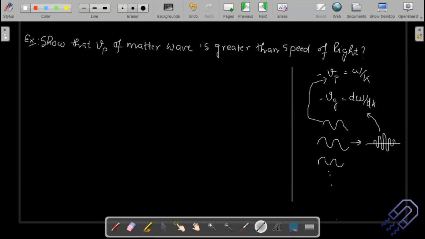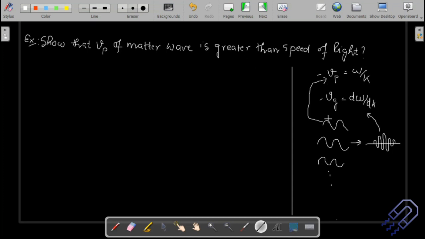Today what we are going to do is take up this question. The question says, show that the phase velocity of matter wave is greater than speed of light. Now this is something which you might think is violating the laws of physics. Something cannot move greater than the speed of light.